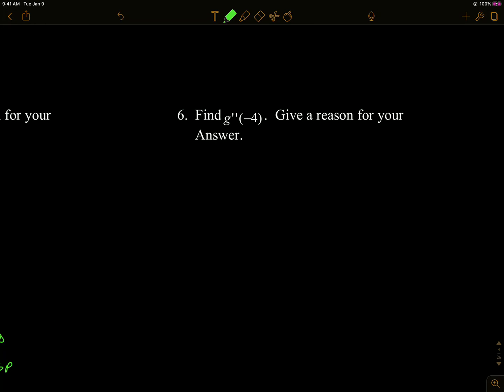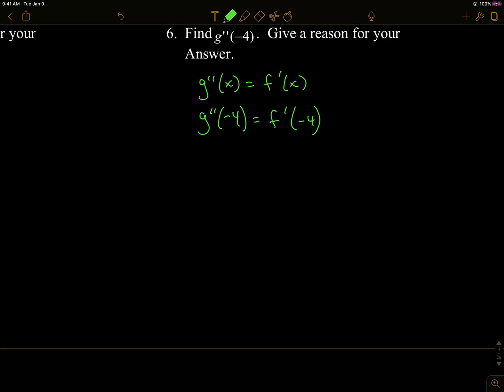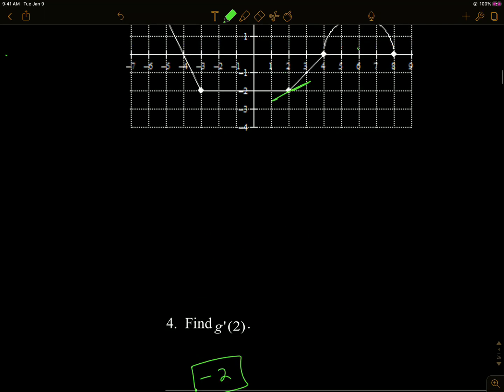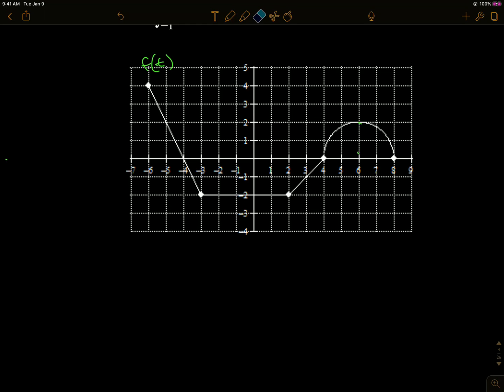All right, let's try g double prime of -4. So we know that g double prime of x from the previous one is f prime of x, so g double prime of -4 should equal f prime of -4. So we're looking for the derivative at an x value of -4. So f prime of -4, sorry, not 4.